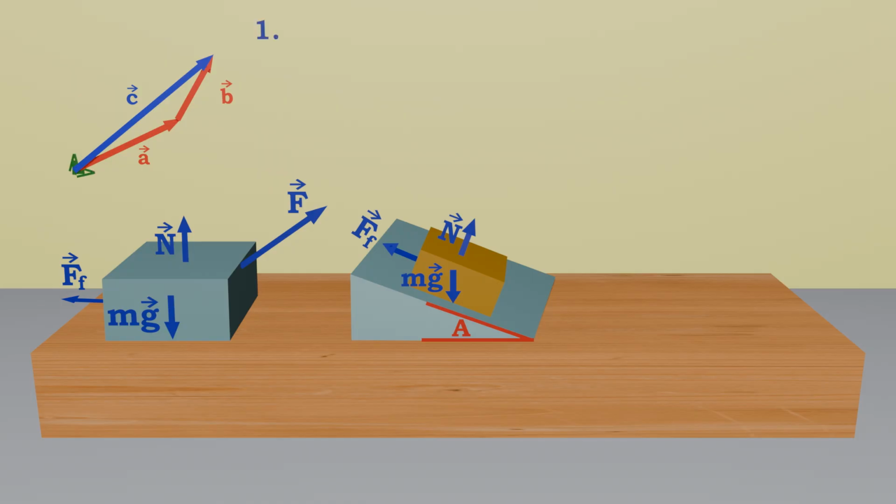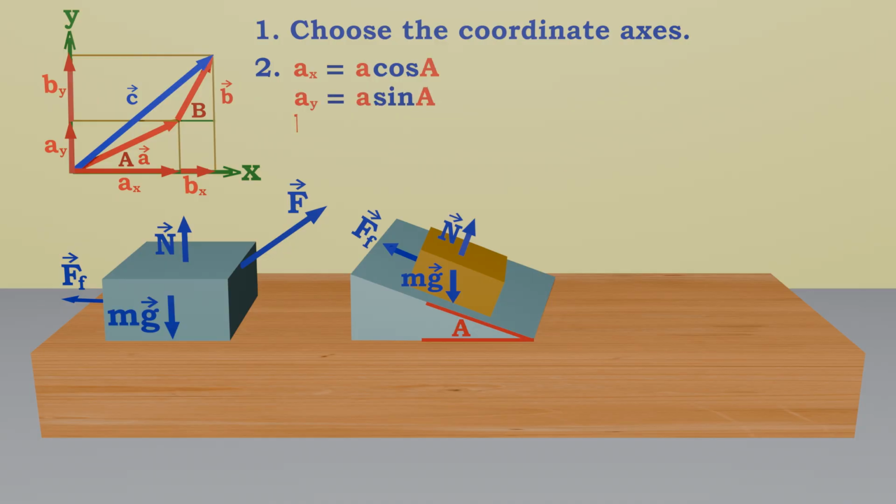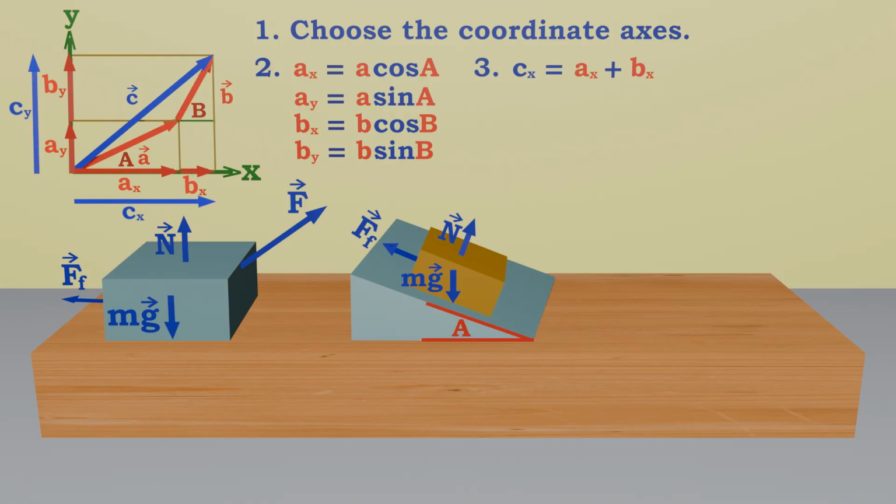Step 1. Choose the coordinate axis. Of course, in our explanation we will assume we already know all the angles we need. Step 2. Resolve each vector into its components along the axis. Step 3. Add the components along each axis to get the components of the resulting vector.